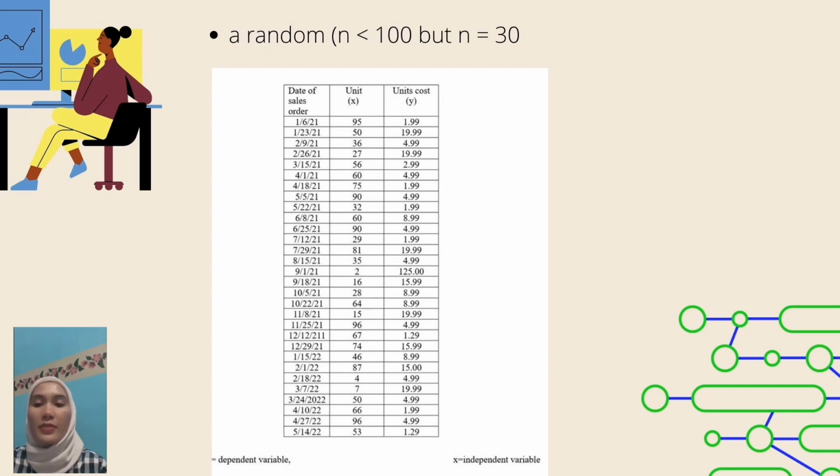The dependent variable is unit cost and the independent variable is units for the stationery. The sales order is recorded by the date of order from 6 January 2021 until 21 December 2022. Move to the next part, which is to select a random n not greater than 100 but n must be at least 30. So I choose n equal to 30, starting from 6 January 2021 until 10 May 2022.